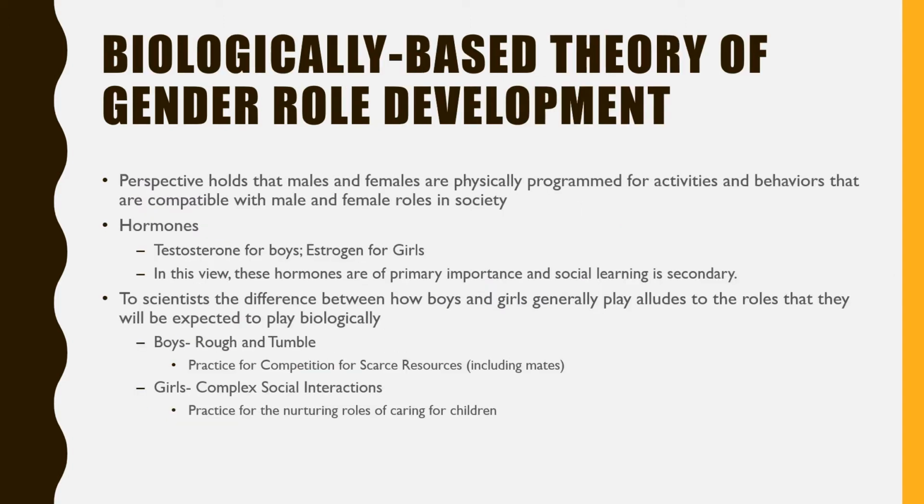Now, in terms of the biologically based theory of gender role development, this is focusing on the nature part of this argument. This perspective holds that males and females are physically programmed for activities and behaviors that are compatible with male and female roles in society. So even in terms of the hormones that girls and boys have, testosterone for boys, estrogen for girls. In this view, these hormones are of primary importance and social learning becomes secondary, right? If you are a boy and you have regular production of testosterone, then this view would say that that is what is driving certain behaviors that you exhibit. Same for girls. And then the difference between how boys and girls generally play also alludes to the roles that they will be expected to play biologically.